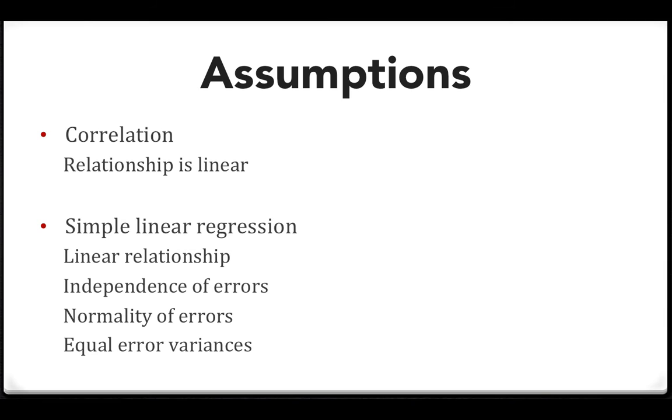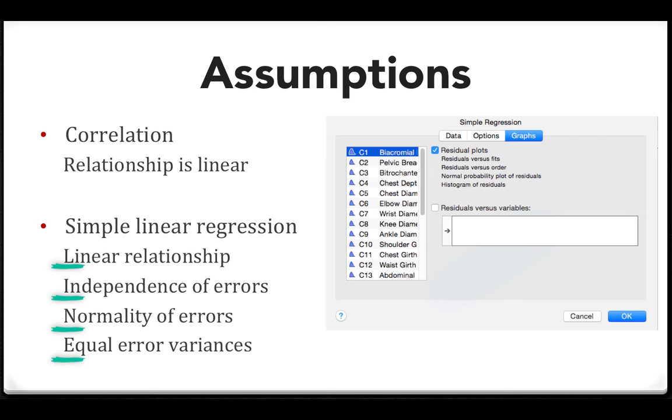For simple linear regression, there are 4 assumptions. I like to remember these using the acronym LINE: Linear relationship, independence of errors, normality of errors, and equal error variances. And we'll walk through one example of each of these assumptions. In Minitab Express, when you're obtaining your simple linear regression model, you should click on the Graphs tab and then select Residual Plots. This will give you all of the graphs that you'll need to check all 4 assumptions.